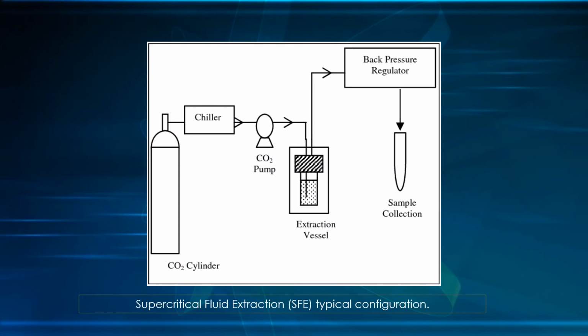You would have CO2 as a gas being chilled to make it a liquid. It would be pumped under extremely high pressures into some sort of extraction vessel, which contaminated soil could be loaded into. The contaminants would flow up through a back pressure regulator, which would bring it back to normal pressures, and then the sample would be collected in concentrate.